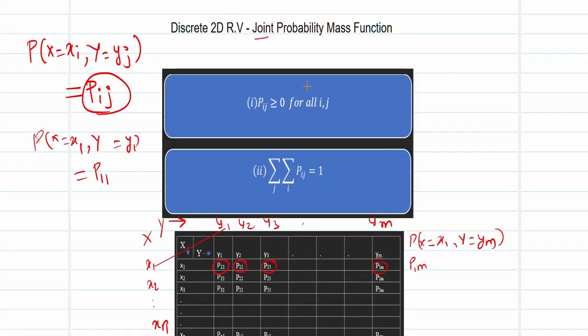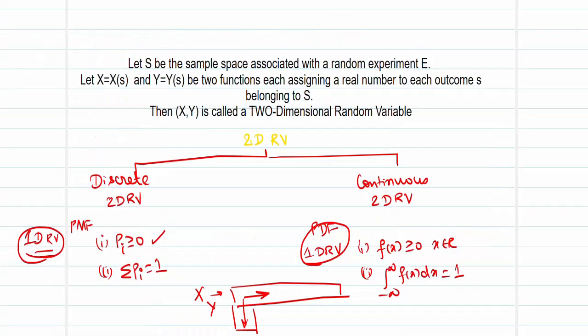Now how about the continuous case? What did we see for a continuous case in one dimension? The function f of x must be greater than or equal to 0 for x belonging to the real number system. And the integral from minus infinity to infinity of f of x dx, when I integrate all the data from minus infinity to infinity over the range space, then what happens? The total must be equal to 1.